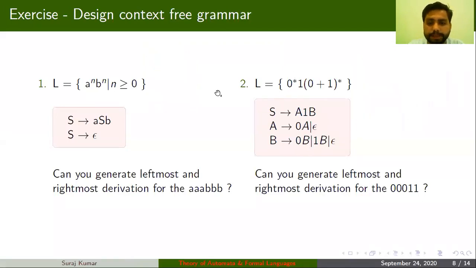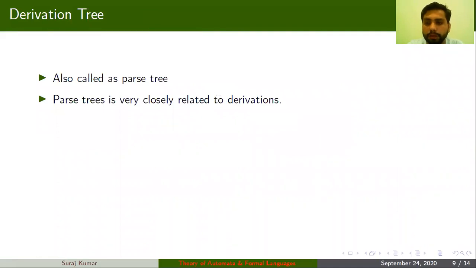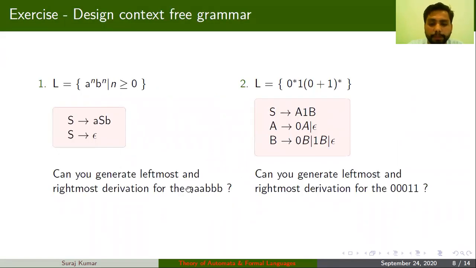Fine. Now comes another topic, that is the derivation tree. A derivation tree is also called a parse tree, and a parse tree is very closely related to derivations. If I talk about the previous example, what is actually a parse tree? A parse tree is nothing but generating the input, let's say this input, by tree formation. How can you build the tree to generate this string?